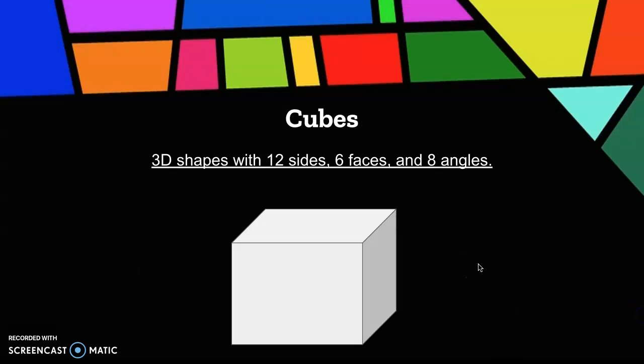Alright, who can tell me what shape this is? Go ahead. Yup. It is a cube, and it does look like an ice cube, right? So cubes are special because they are 3D shapes. They pop off the screen kind of, right? You can tell that they have some dimension to them. Now if we look at the cube, we can see that it has sides and it has angles, but it also has faces. So on a cube there are 12 sides, 6 faces, and 8 angles.